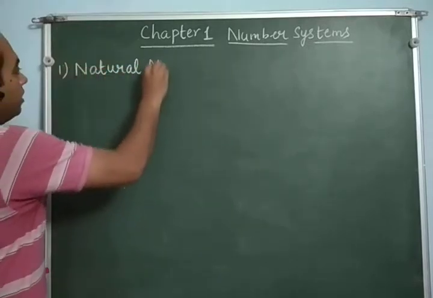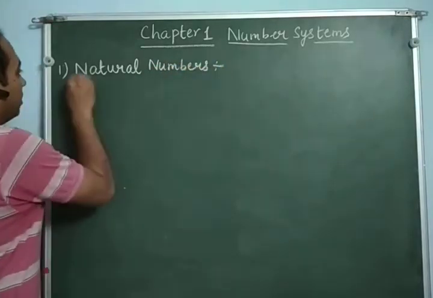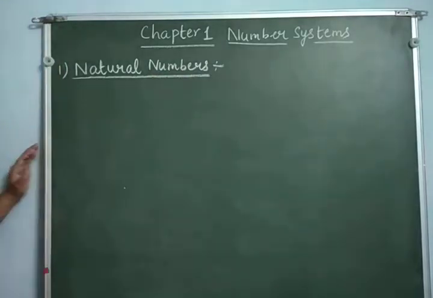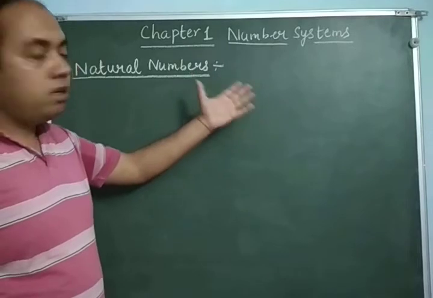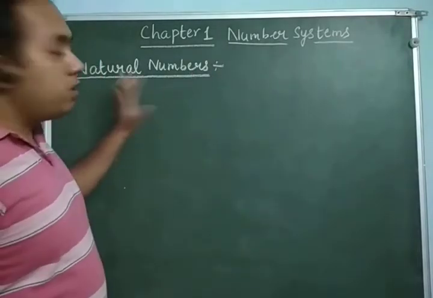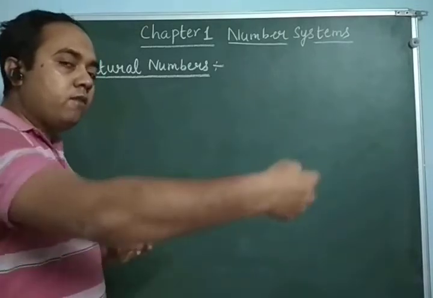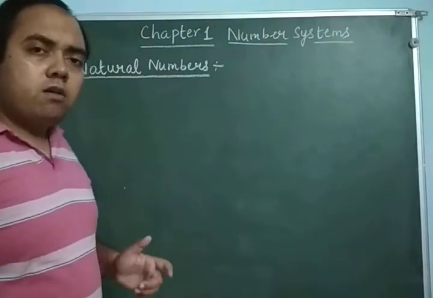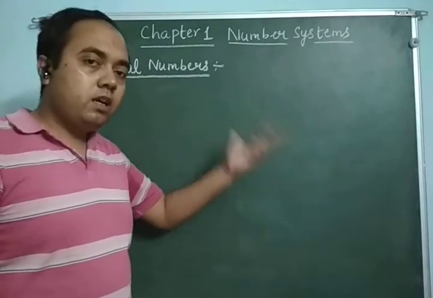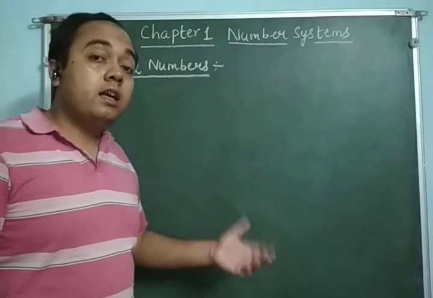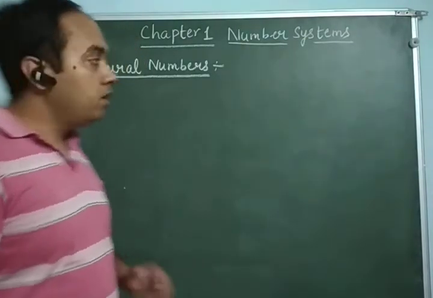So I'm writing over here natural numbers. Now, what are natural numbers? The counting numbers are called natural numbers. Natural numbers start from 1, then come 2, 3, 4, and in the end what do we write? Infinity. Now what is this infinity? Infinity is something which does not have an end point.